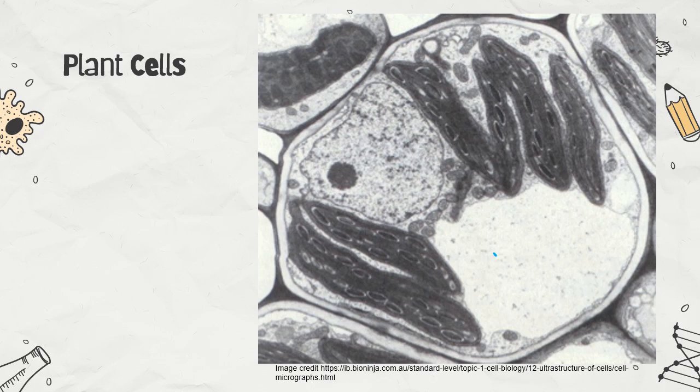Here's a plant cell. We have that large central vacuole, a super easy identifying piece of plant cells. It's going to store lots of water. There's the nucleus. This one happens to also show the nucleolus, where we make our ribosomes.